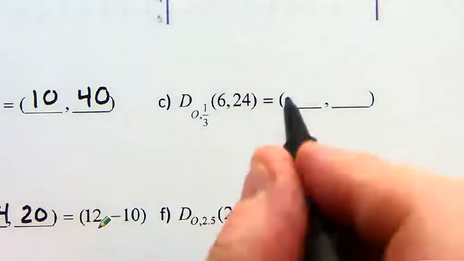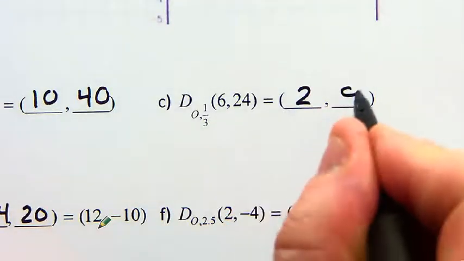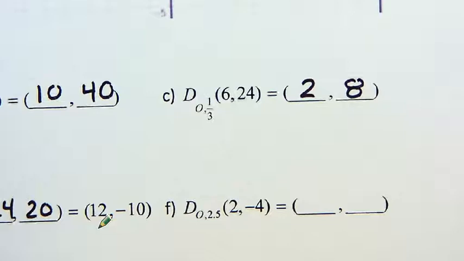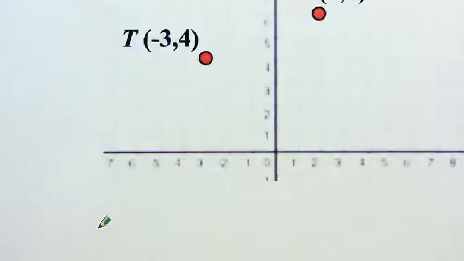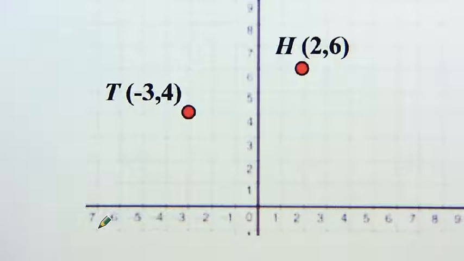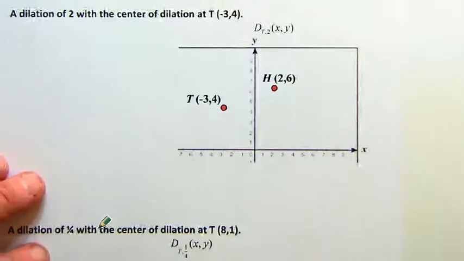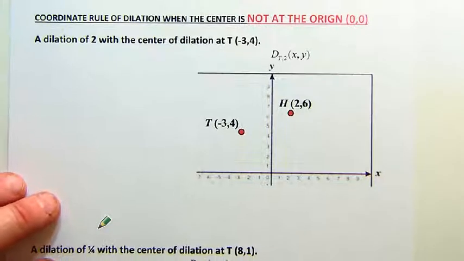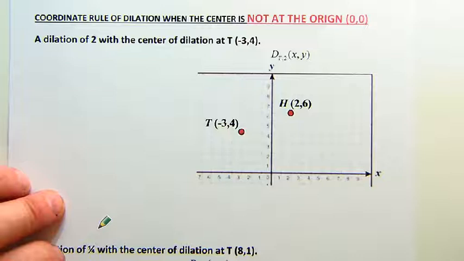So a third, so that would leave us at 2, and that would leave us at 8. So very simple rule when we're at the origin. When we're not at the origin, it requires a little more thought, so be very careful and listen carefully to how this one works.